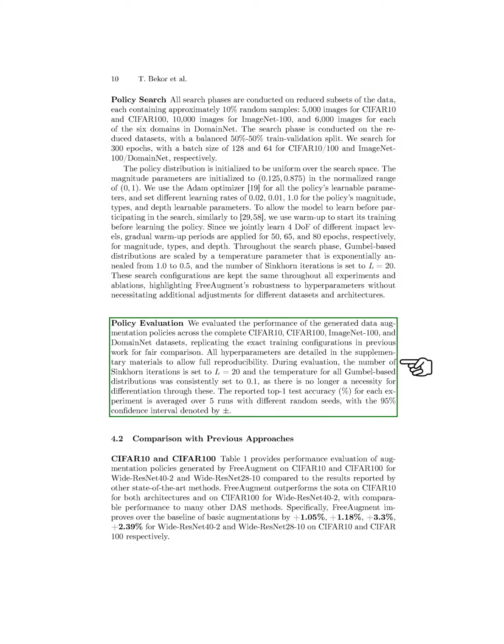For policy evaluation, we assess the performance of the generated data augmentation policies across all datasets, replicating previous training configurations for a fair comparison. We provide all hyperparameters in supplementary materials for reproducibility. During evaluation, we set the number of synchron iterations to 20 and the temperature for Gumbel-based distributions to 0.1, as differentiation is no longer necessary. We report the top 1 test accuracy for each experiment, averaging results over 5 runs with different random seeds, and we denote the 95% confidence interval.